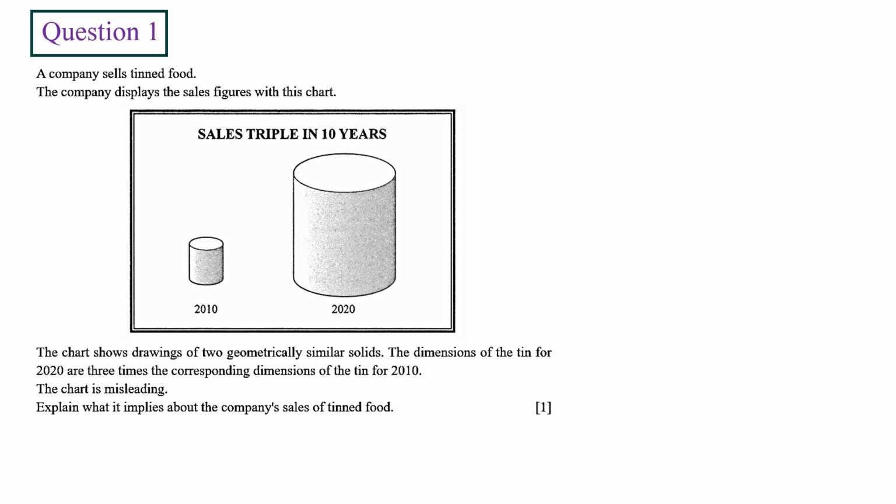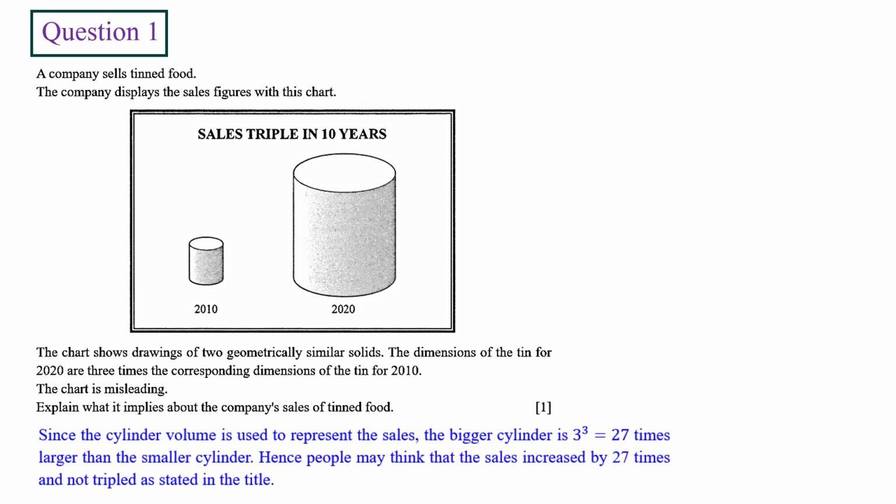Now, to answer such questions, always remember that the explanation that you give must be mathematically sound. In other words, we don't give explanations like the tin in 2020 looks bigger, or slightly bigger than the tin in 2010. Giving such explanation will not give you any score at all. So how do we go about explaining such questions? Yes, we have to explain it in terms of mathematical concepts.